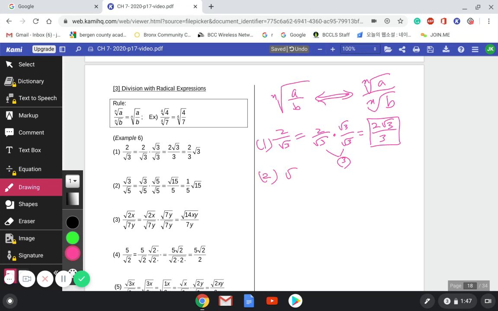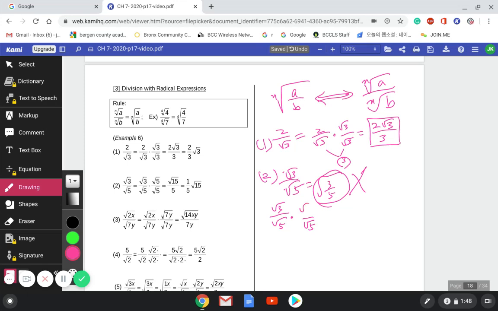Now when you have radical 3 divided by radical 5, because the index of the radicals is the same, you put them into one root. Okay. Oh, if you do that, you go nowhere. So that's not the way of simplifying it. Another way would be rationalizing it.